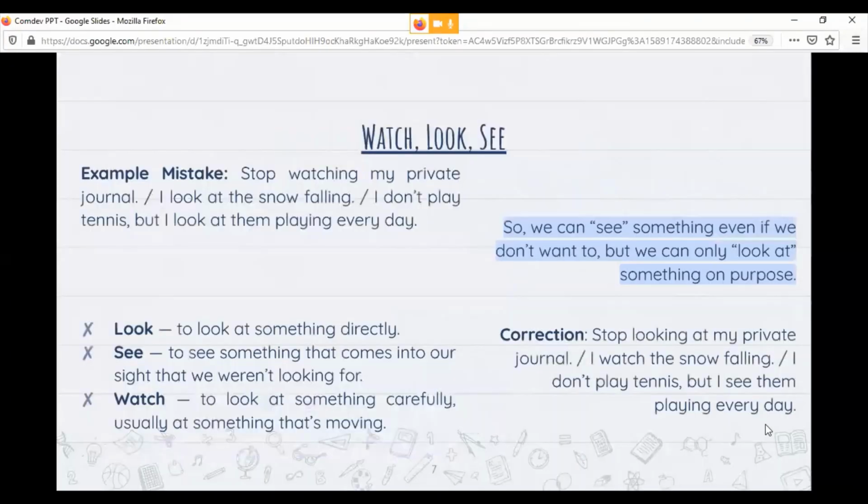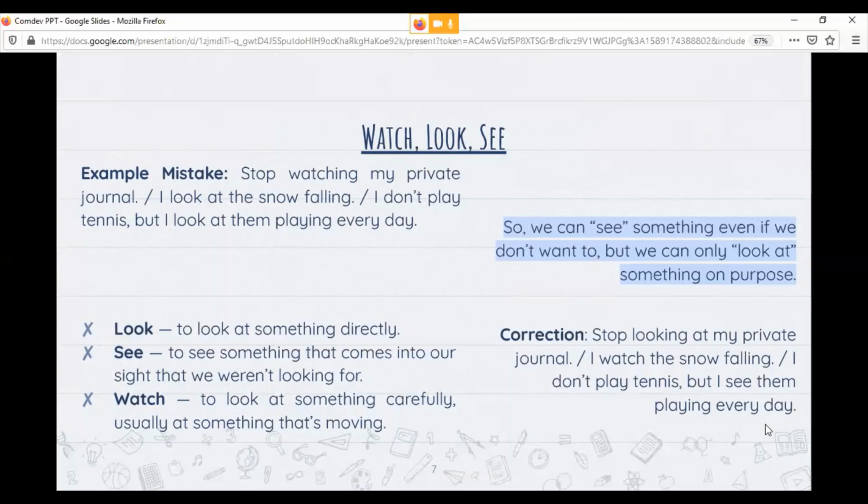Moving on to watch, look, and see. Here are common mistakes made by people. Stop watching my private journal. I look at the snow falling. I don't play tennis, but I look at them playing every day. Though they're grammatically correct, the words have different meanings and are used in different contexts.